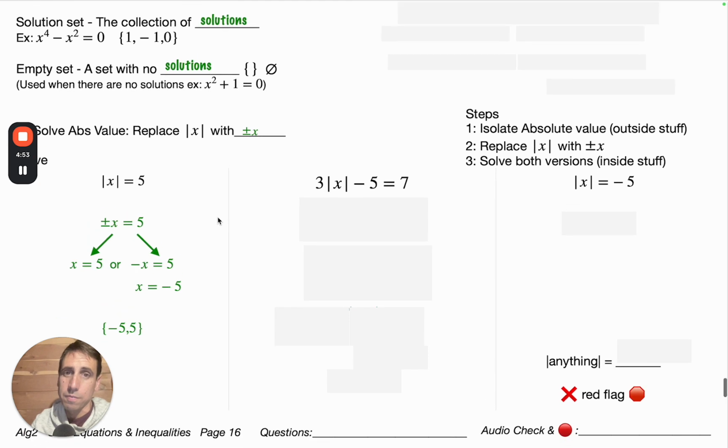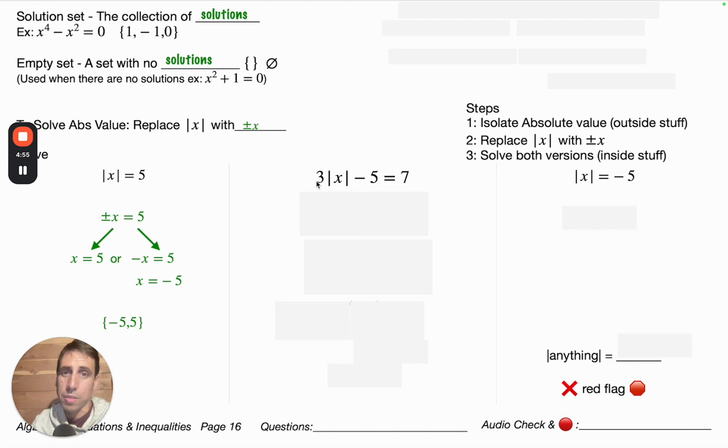Let's do another one. Here, I'm seeing 3 times the absolute value of x minus 5 is equal to 7. Well, undo the stuff on the outside. Let's add 5 to both sides, so we get 12. And then let's undo the multiplication that's not written right here, but it's 3 times the absolute value of x. So you get that after dividing both sides by 3.